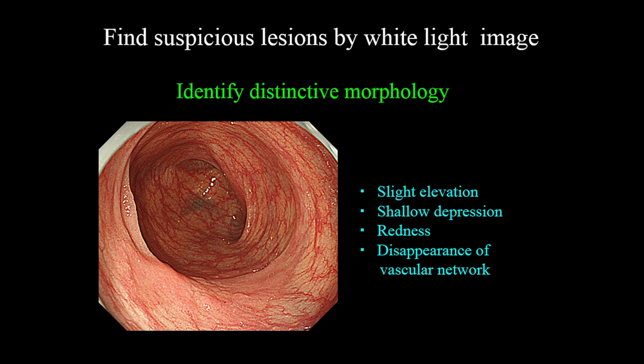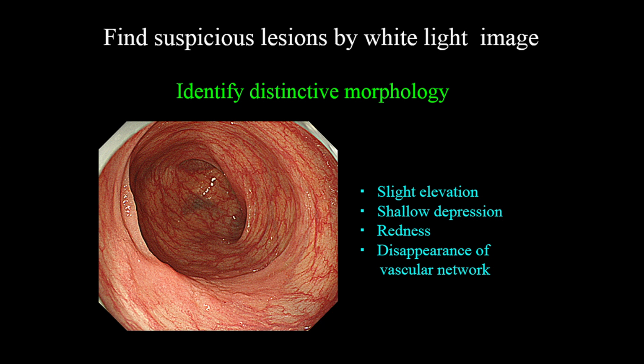Basically, the target region should be detected by white light image, looking at the surface of the target area, looking for certain irregularities such as slight elevation, slight depression, or redness of the color, or disappearance of the vascular network. Then, if you find some suspicious area, we have to evaluate it.